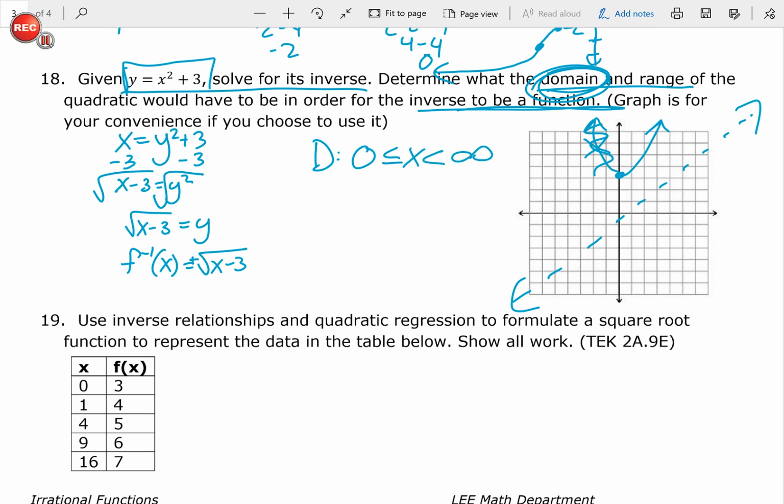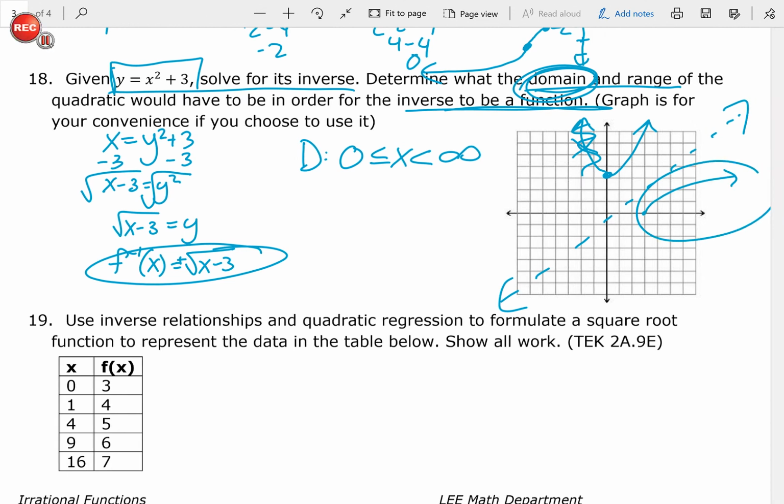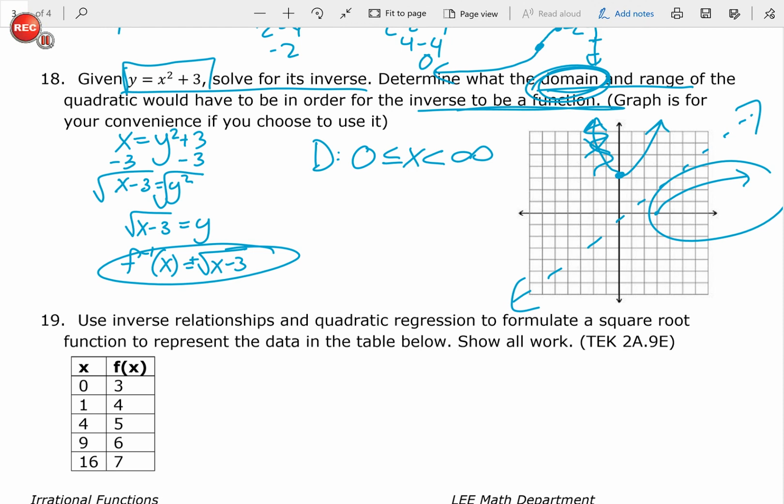Okay. So when we graph this, this is going to end up being positive 3. Okay, and that is the part that we want to see. That is the solution. So it says the graph is here for you to use if you need to, but it's asking specifically to solve for its inverse, which is this equation right here. Okay, and then determine the domain and range of the quadratic you would need in order for the inverse to be a function.